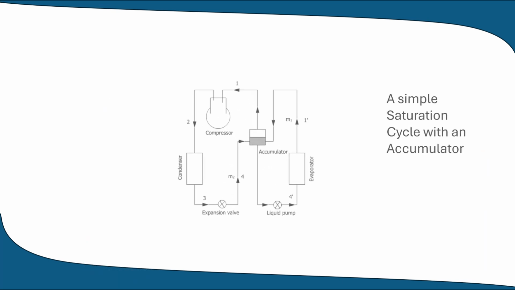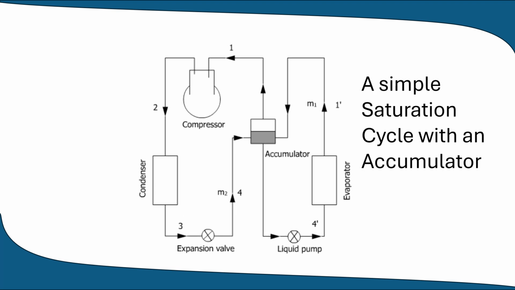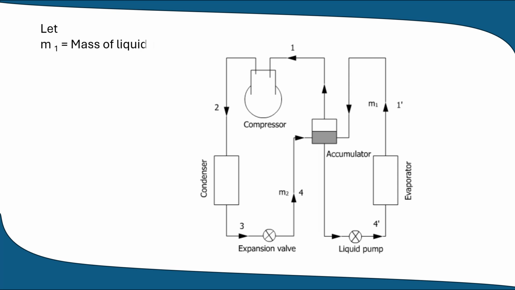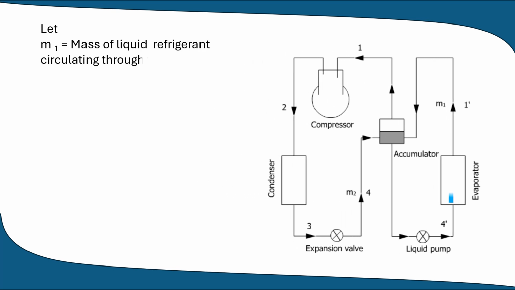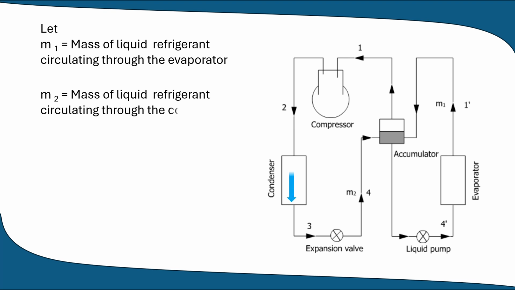Let's see how to determine the coefficient of performance in this improved refrigeration cycle. To do this, we must first establish the relationship between mass flow rates. Let M1 equal the mass of liquid refrigerant circulating through the evaporator, and M2 equal the mass of refrigerant circulating through the condenser.